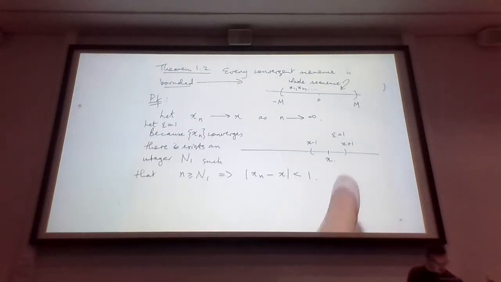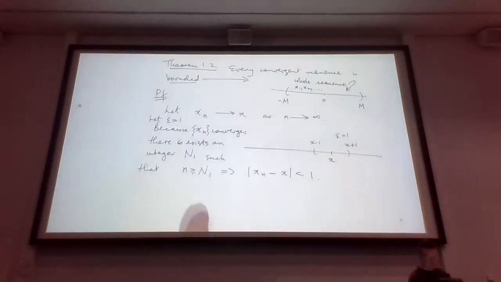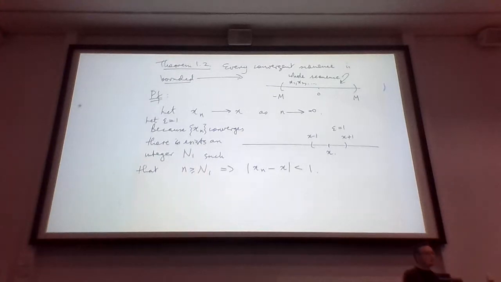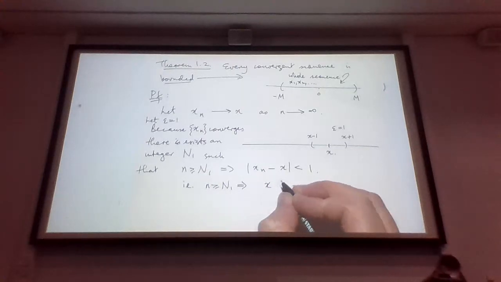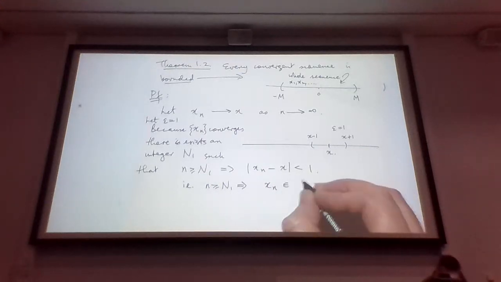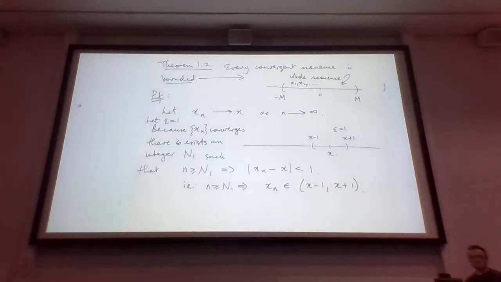Why did I choose epsilon equals 1? There's a little side note about that. There's no significance to 1. All I'm doing is just choosing one value of epsilon. That sets down some interval. And now I know that the infinite tail, most of the sequence, beyond the point capital N1, lies inside this interval. I.e., if n is bigger than n1, that implies that the value xn is an element of the interval from x minus 1 to x plus 1. So we've tracked most of the sequence. Most of the sequence we know is inside this interval.